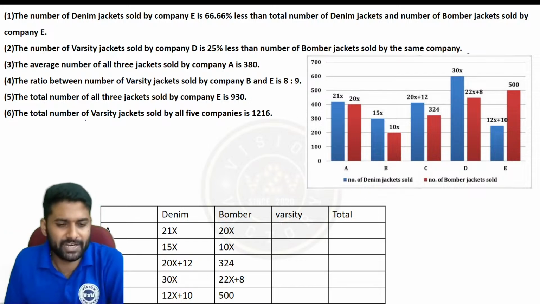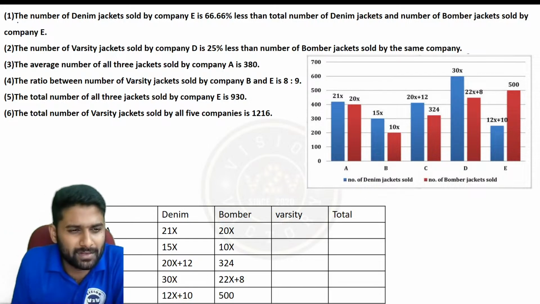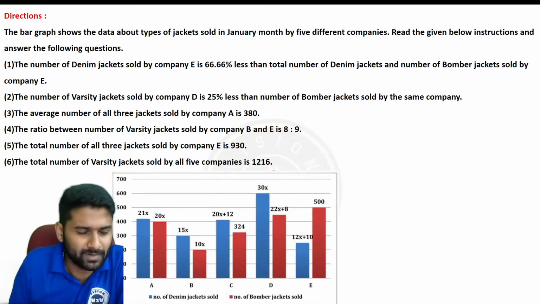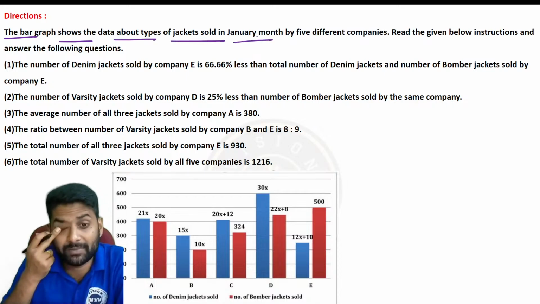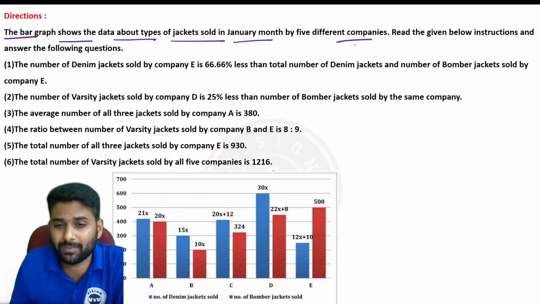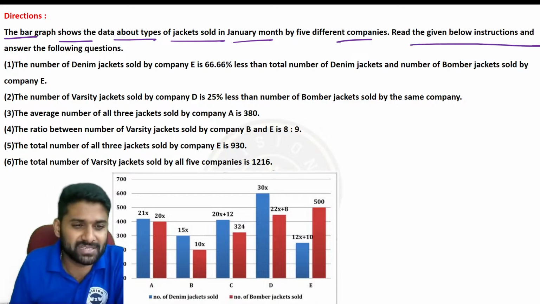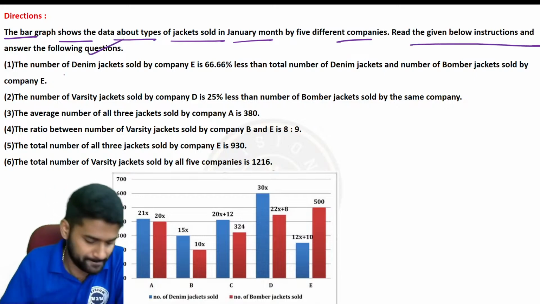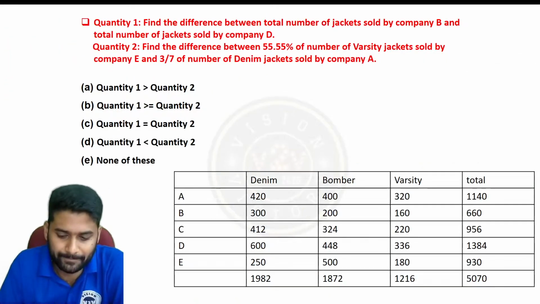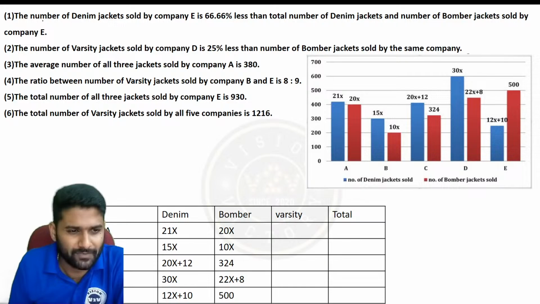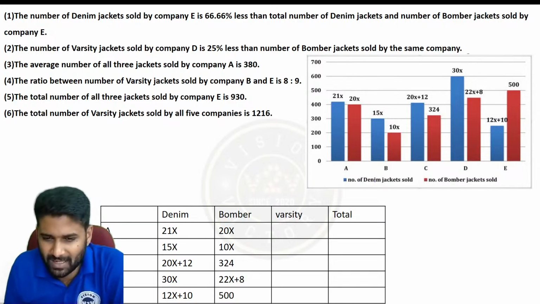Now guys, try to understand the data. The information says that the bar graph shows data about types of jackets sold in the month of January by 5 different companies. Read the given instructions and answer the following questions. First, try to understand this sheet. The first information is the number of denim jackets sold and the number of bomber jackets sold.